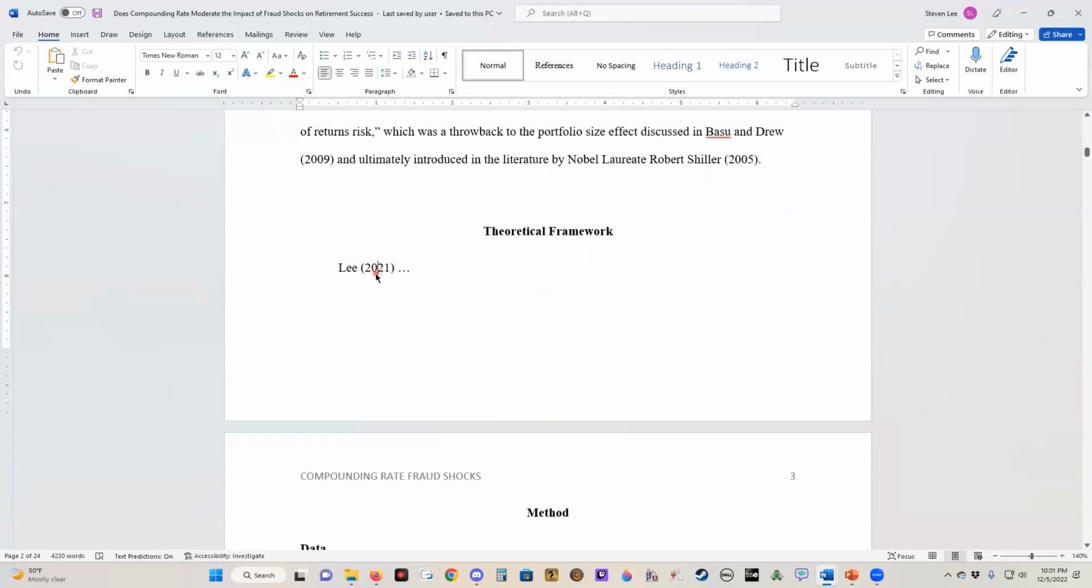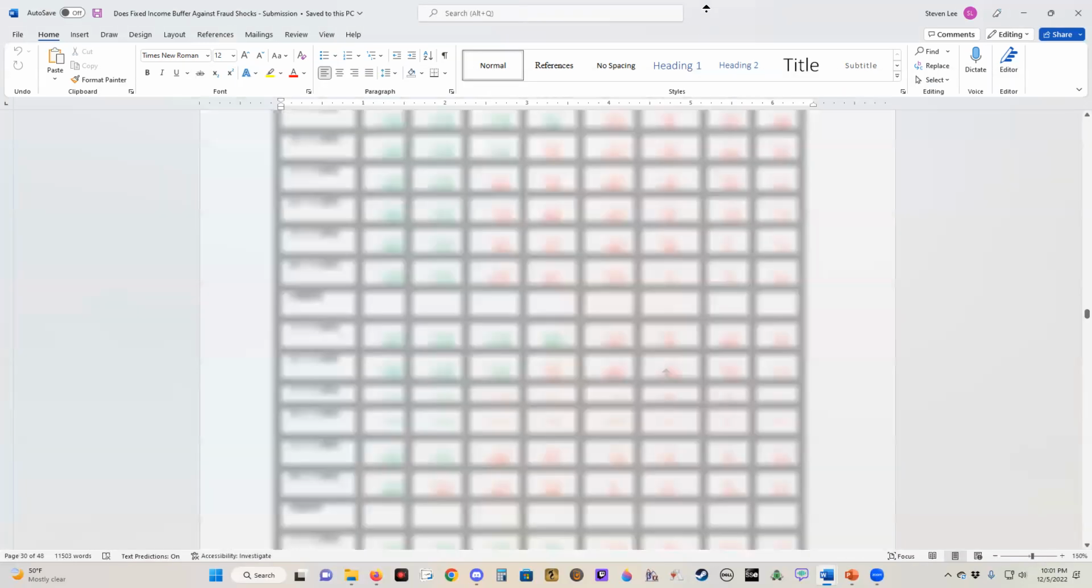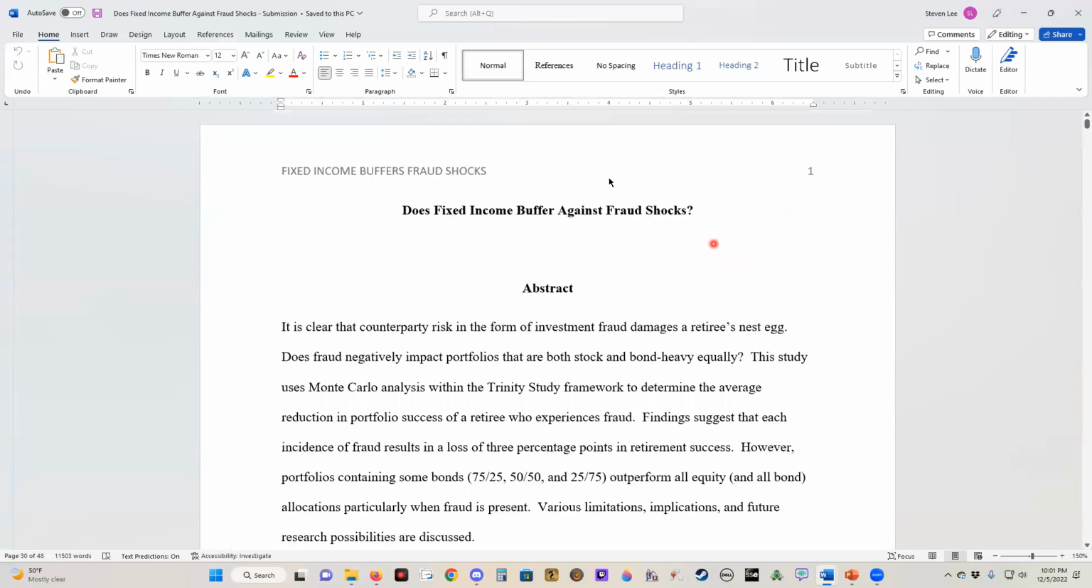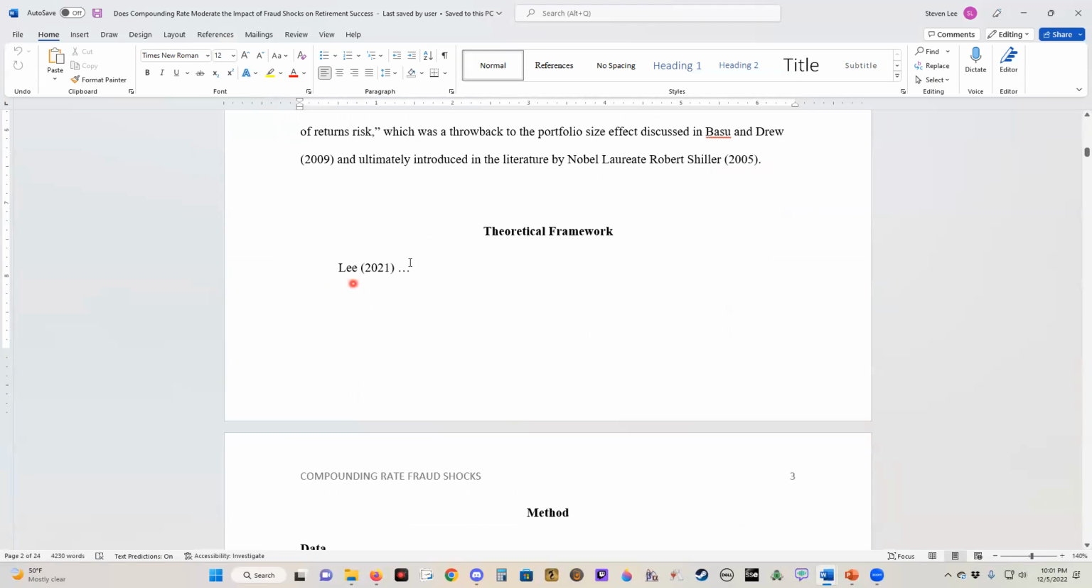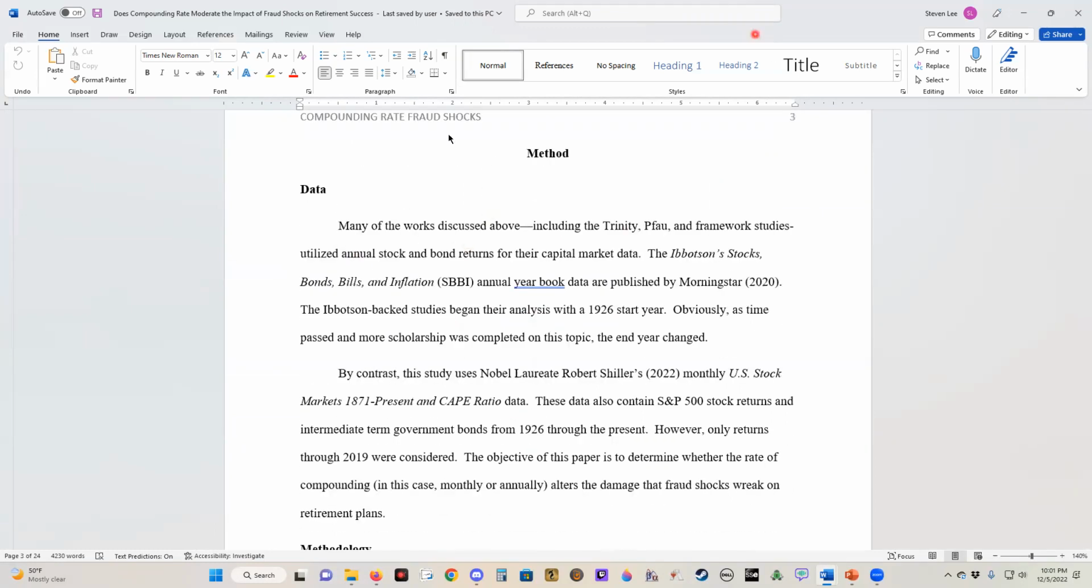Theoretical framework. So my theoretical framework is my own paper. So this is the 2021 paper right here that I just walked you through. So this is the Lee 2021 paper, which is going to be my theoretical framework. So I'm going to talk all about that paper, and I'm going to spend 2, 3, maybe 4 paragraphs on this. And then I already wrote the methods section.